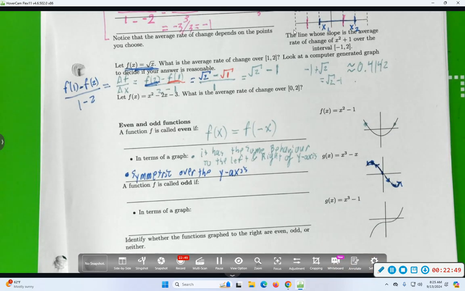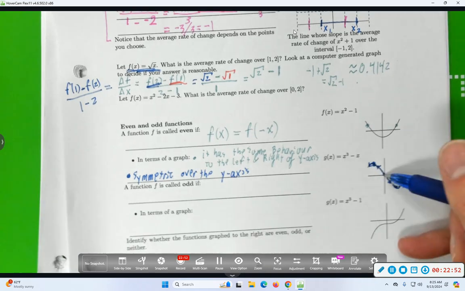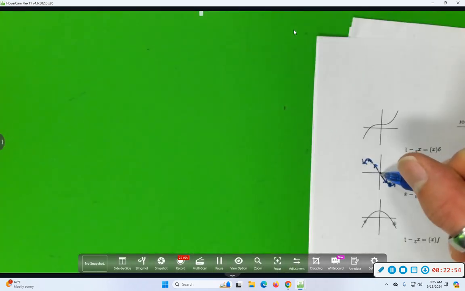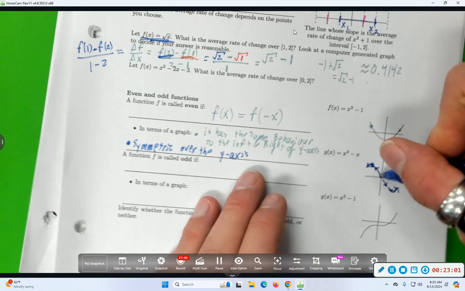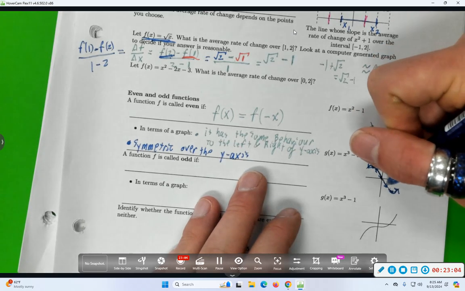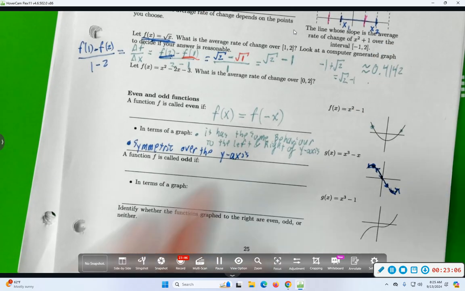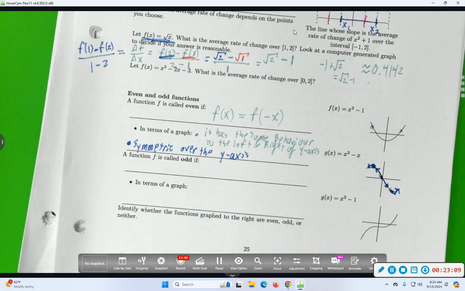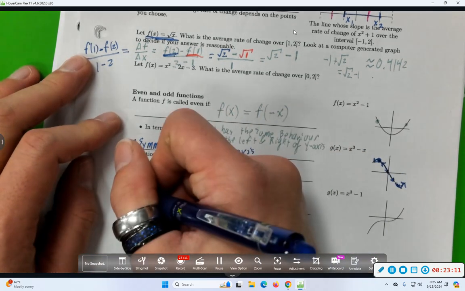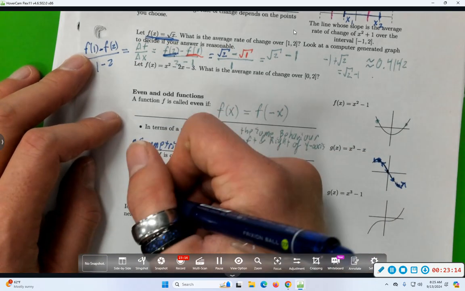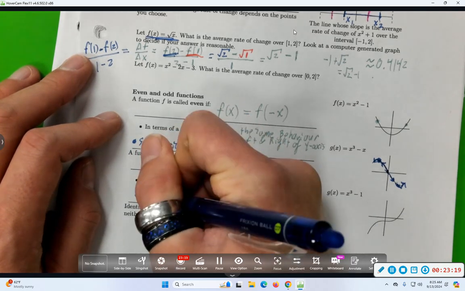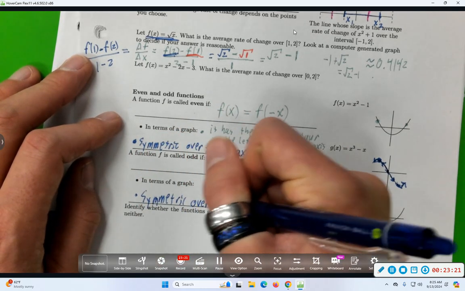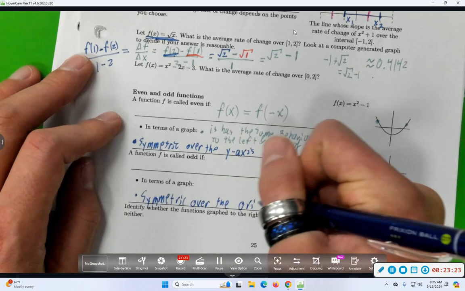So I think the symmetry is, if I pin down the origin, rotate it 180 degrees, is that the same graph? So it has to go through 0, 0. Yeah, it's symmetric across the origin. I can take this point and reflect it over the origin. Or pin down the origin and rotate by 180 degrees. In terms of the graph, a function is odd if its graph is symmetric over the origin.